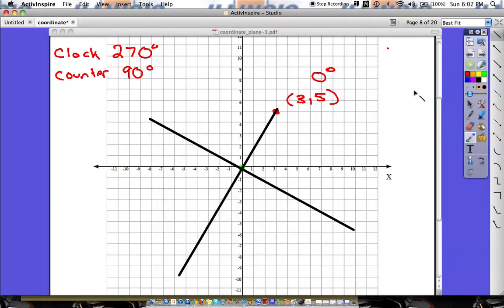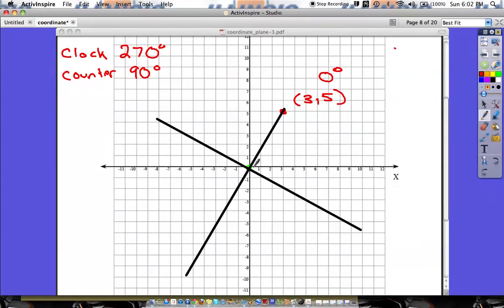I just got to go around in a circle here. Remember, ideally, this would be like if we had one of those compasses, and we put the sharp point here, the pencil up here, and we just draw a circle around. If we went clockwise, we'd have our 90, 180, 270, and 360 is back to the beginning, or counterclockwise is just the opposite. 90, 180, 270, 360 back to the beginning.